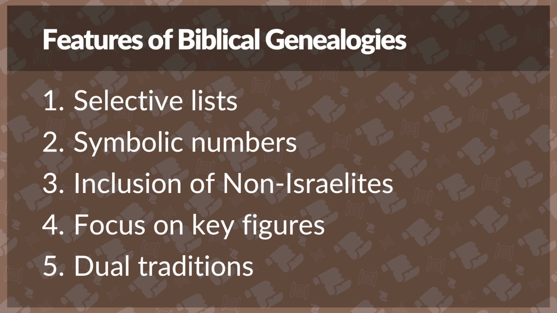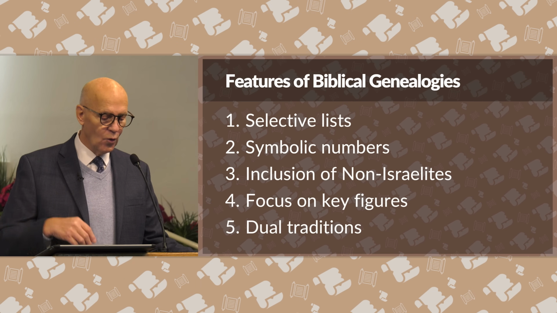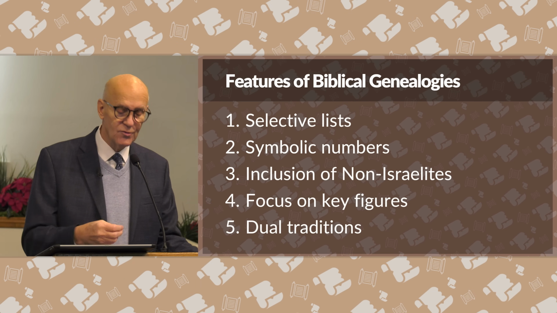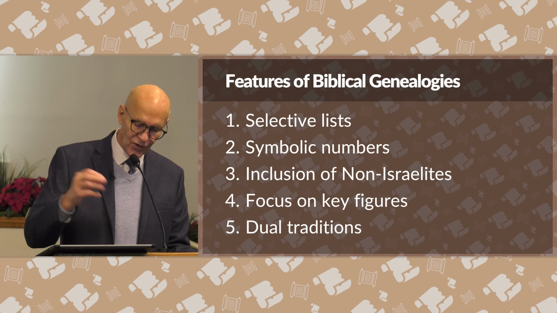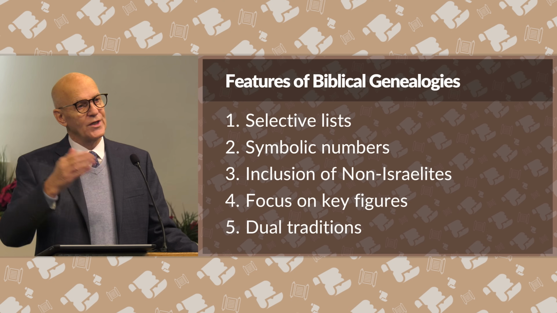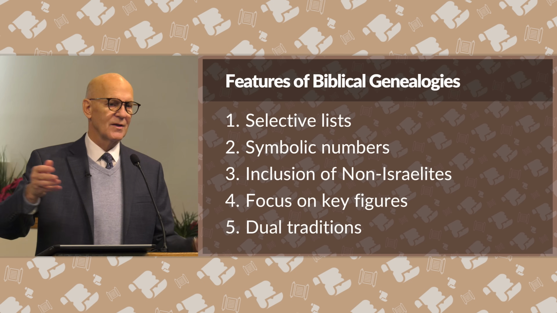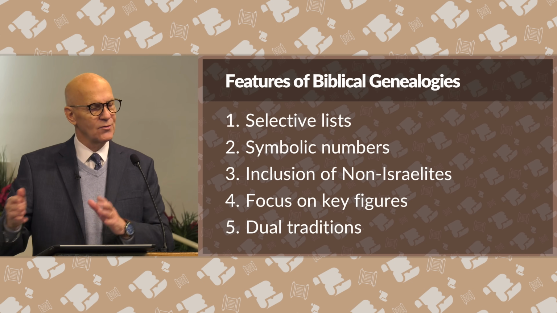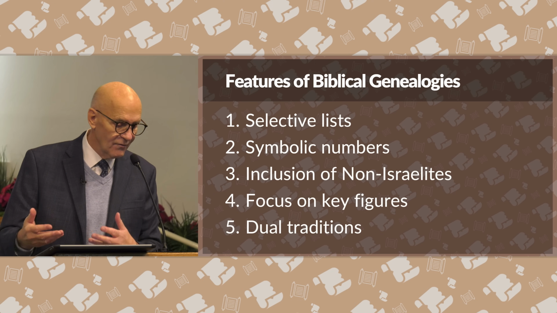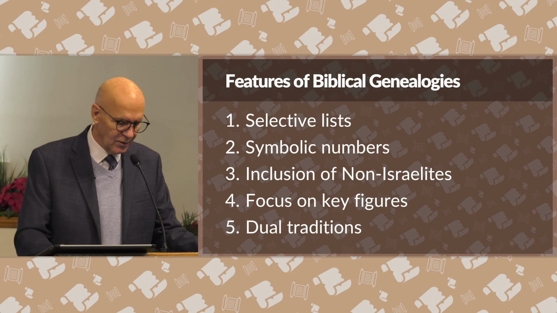First of all, there are the selective lists. They often omit certain names, for example, or generations to achieve a theological or a numerical symmetry. For example, Matthew divides his genealogy into 3 groups of 14 generations. So some names are left out, some names are added, to have that numerical symmetry. That's one of the features of these biblical genealogies.